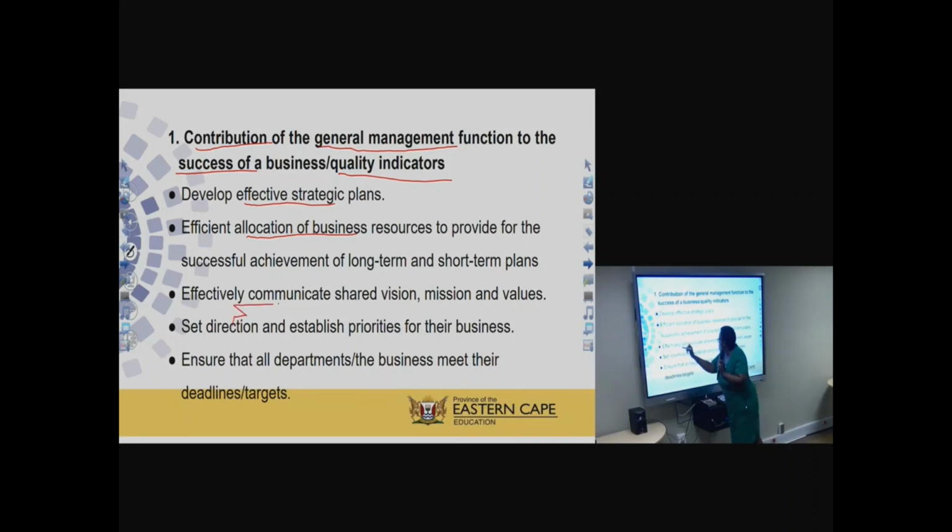Are they able to communicate the vision? The vision might be there, but if the general management can't communicate the vision to the employees, to the managers, to whoever, it means they can't go in the right direction. They are the ones to set direction and establish priorities. Then they ensure that all the departments meet the deadlines and also the targets. So they are the overall overseers of the other functions. That was the first one.